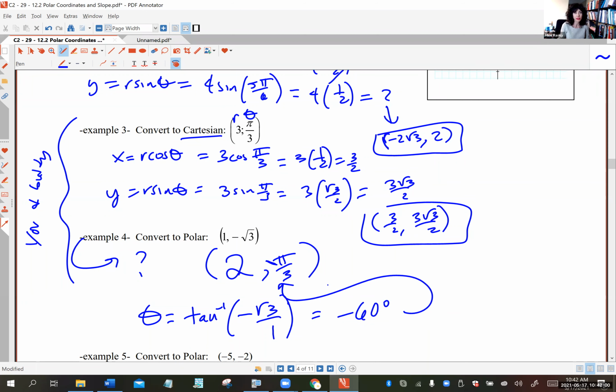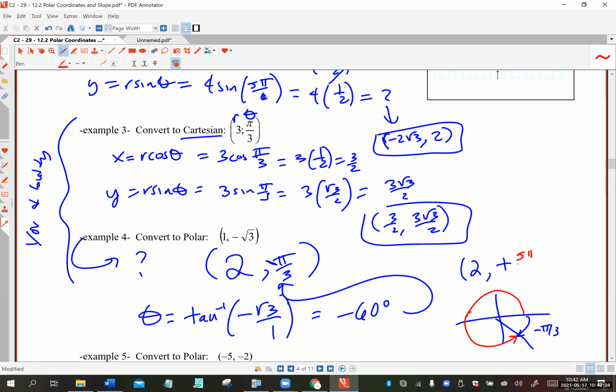So negative pi thirds. Now, what's an also okay answer? What is coterminal with negative pi thirds that's just as good? So what's the positive version of negative pi thirds? When you go down here, you get negative pi thirds. What if you went the positive way around? 5 pi thirds, right? Yeah, that's just as good. I'll take that. That's legit because that's coterminal. That's the same. So that answer should be just as nice.